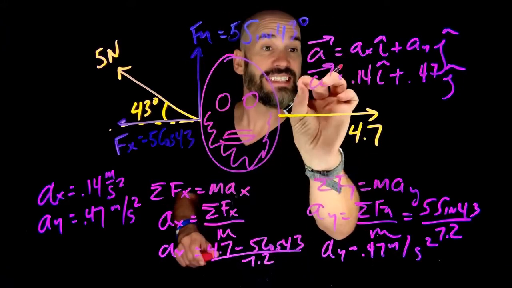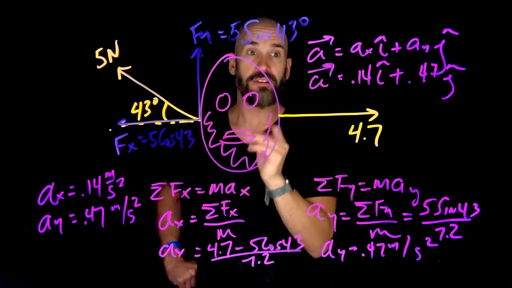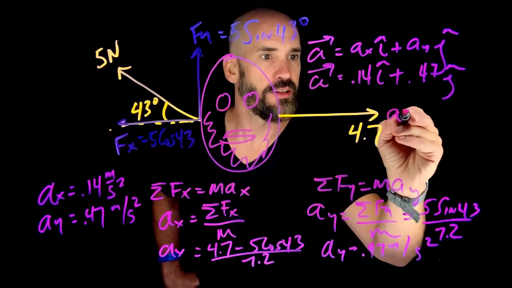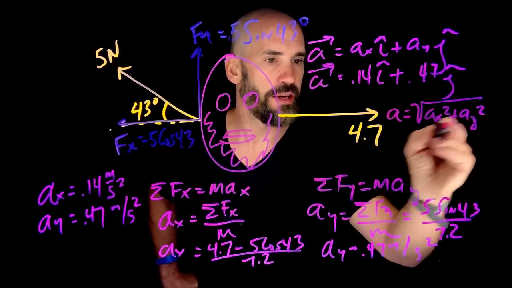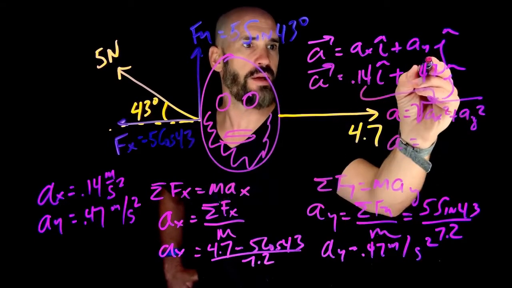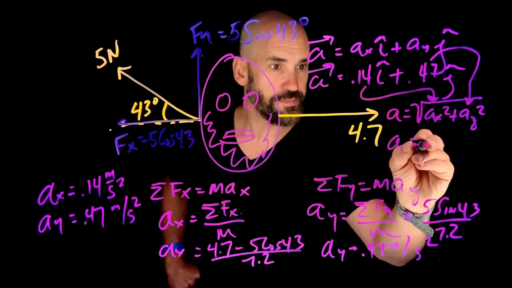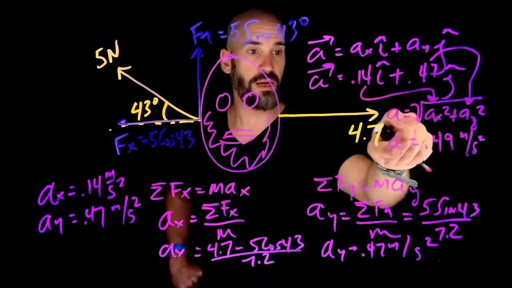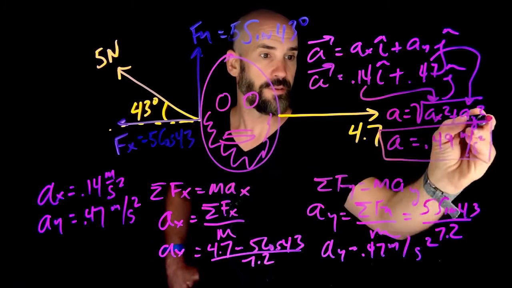All right, so is this what we're looking for? No, we're looking for the magnitude. How do you get magnitude if you have the components? Well, quite easy, my friends. You just say square root of ax squared plus ay squared. Now all I have to do is put my ax in for that, put my ay in for that, and I get a magnitude of 0.49 meters per second squared. I just put that into my little Pythagorean relationship over here.